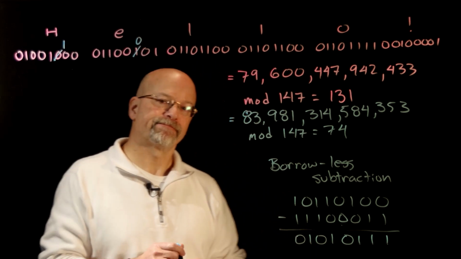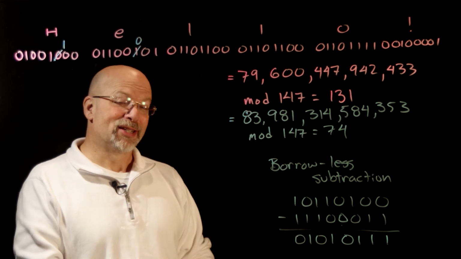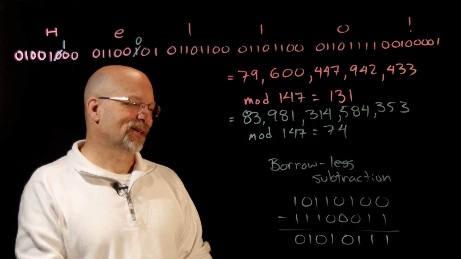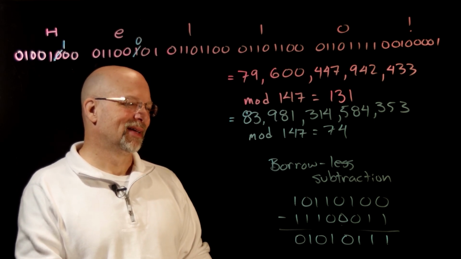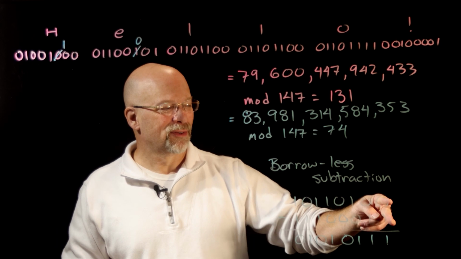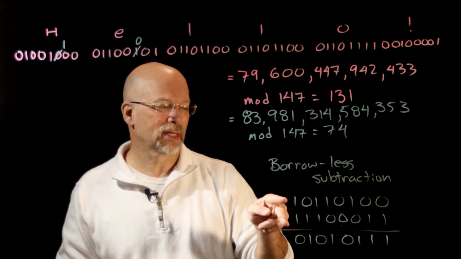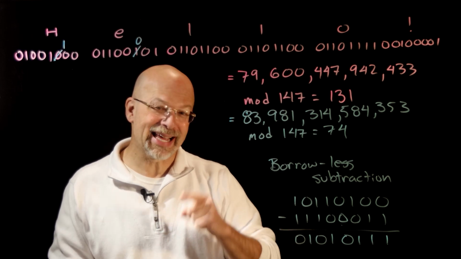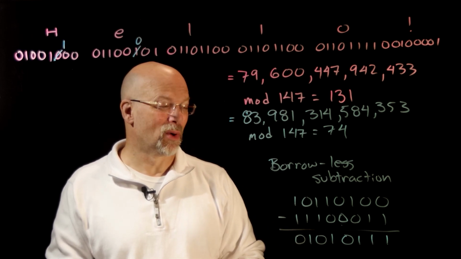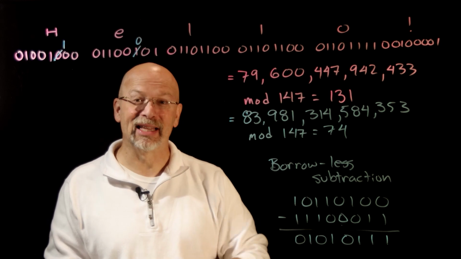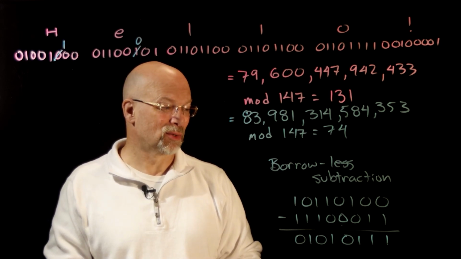All right? Now, this might look a little familiar. Turns out that, well, if the bits are different, the result is 1. If the bits are the same, the result is 0. That sounds like a bitwise exclusive OR. And in fact, that's exactly what it is. It's a bitwise exclusive OR.